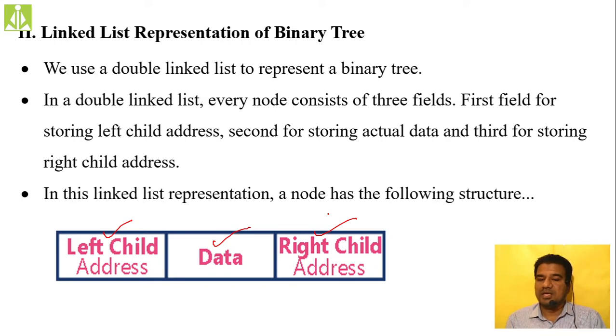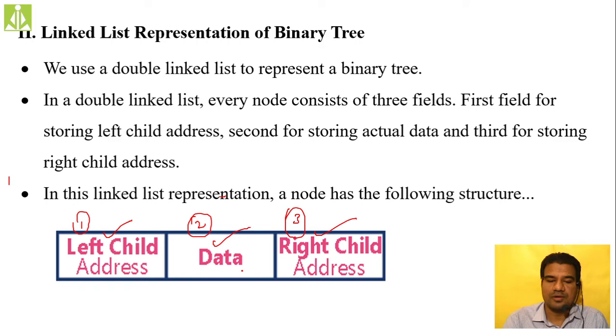First field for storing the left child address, the second field to store the data, and the third field to store the right child address, like that, you remember. So this is the graphical representation of your tree data structure node. It is similar to your doubly linked list node, or we can say your doubly linked list is used to represent the tree data structure.